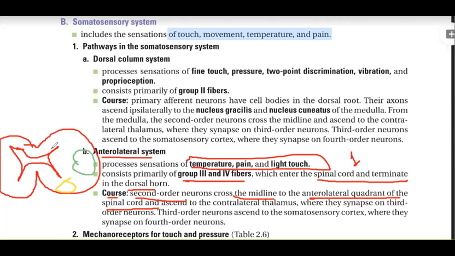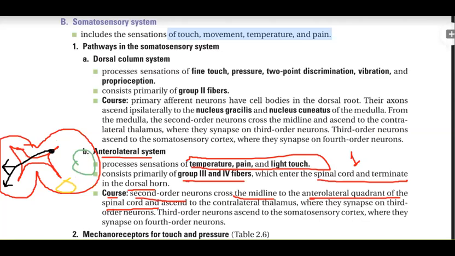Okay, from here the first order neuron comes from here to here. Okay, and the second order neuron will cross this midline and it will reach to the lateral, and it will reach to the anterior. Make yourself clear.